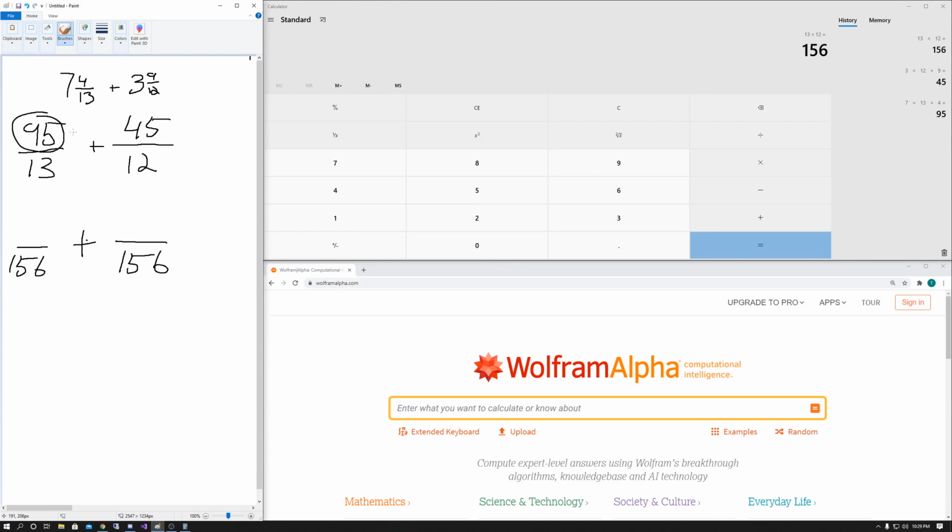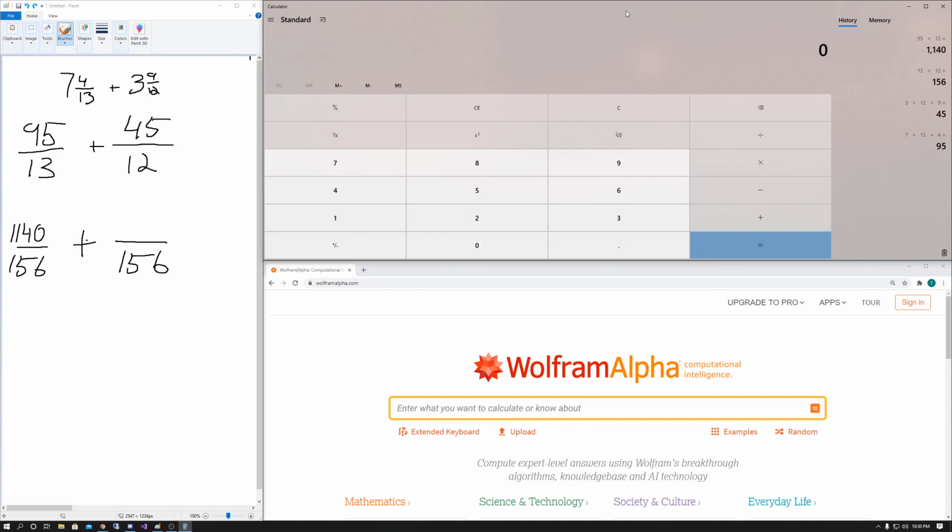Now we're going to take the numerator from one side and multiply it with the denominator on the other side. So here we're going to do 95 times 12, which gives us 1,140. And we're going to do the opposite. We're going to take the opposite side now. So 45 multiplies with 13. Alright, so we're going to do 45 times 13. 585.